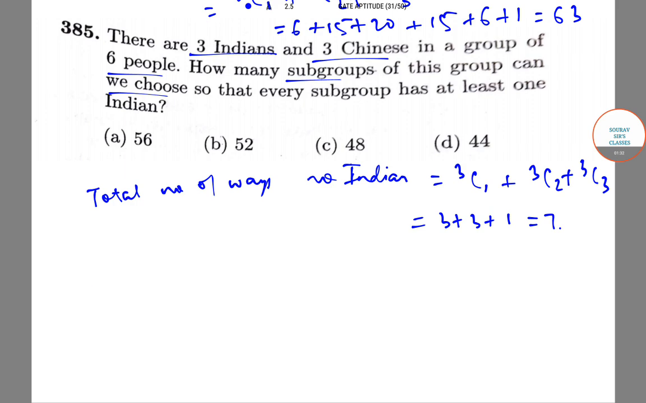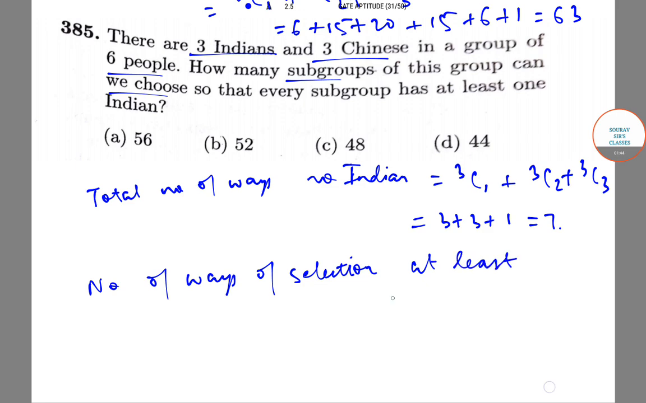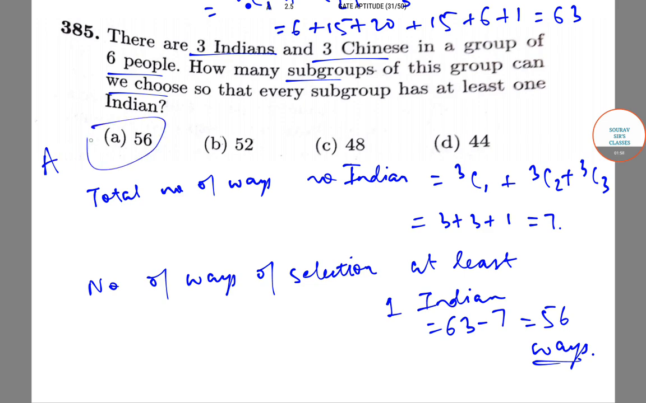Therefore, number of ways of selection such that there is at least one Indian is 63 minus 7, that is 56 ways. So option A is the correct option.